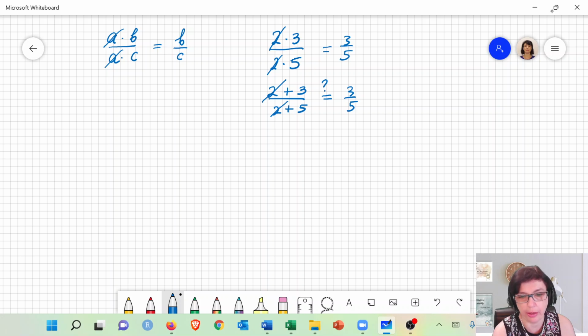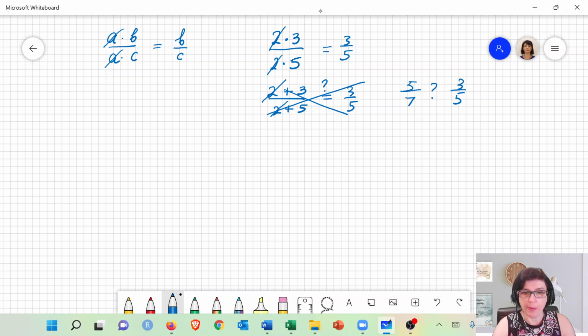Since you have a calculator, you can say, okay, well, 2 plus 3 is 5, and 5 divided by 7, is that really equal to 3 divided by 5? And you will know that that is absolutely not true. So you can never do this kind of cancelling if you don't have a multiplication. It has to be times, in both the top and the bottom.